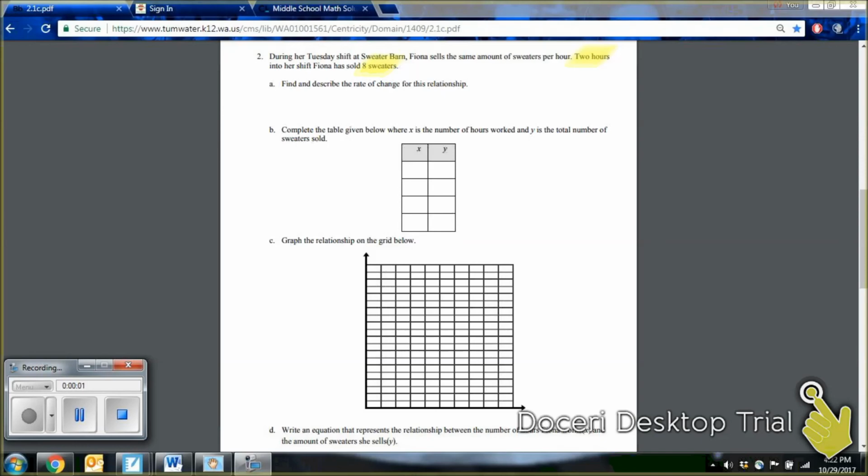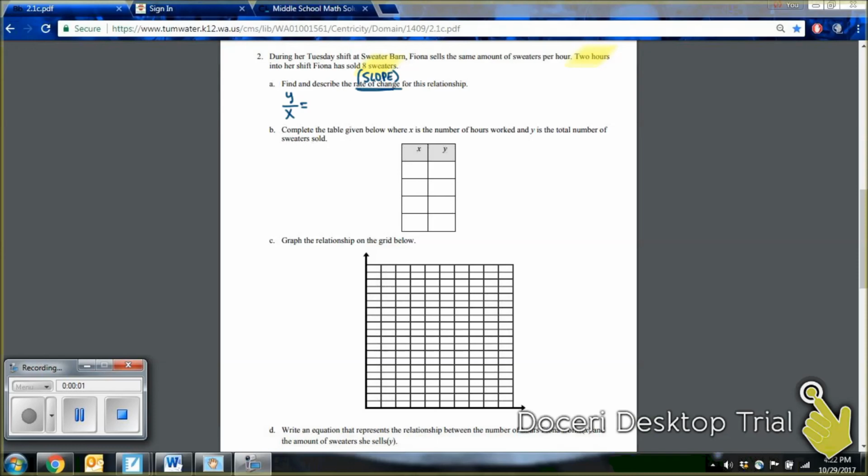Now we're going to use that for question A. A says to find and describe the rate of change. Now remember, the rate of change is another way of saying the slope. So go ahead and write that. Rate of change is just another way of saying the slope. Okay? Now as we make our slope, remember slope is y over x. Now I'm going to give you another clue here. Anytime that they give us an amount, that's time. Okay, so if we look at our 2 labels, we have 2 hours and 8 sweaters. So one of those is a time amount.